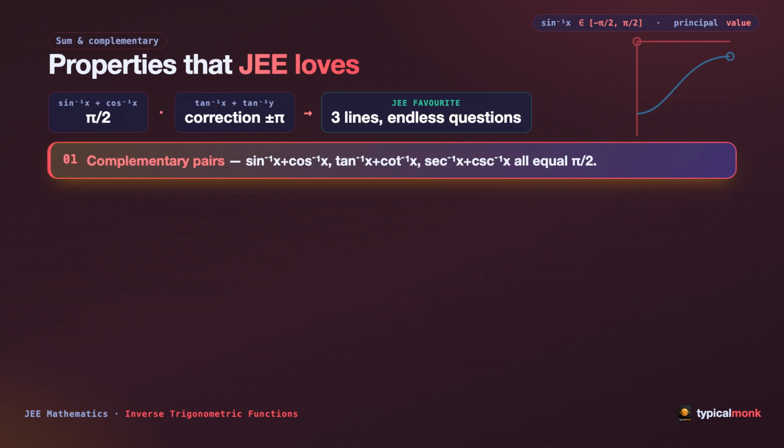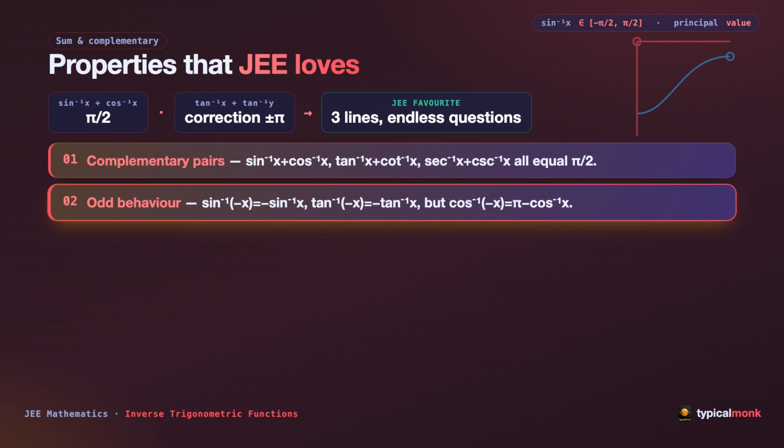Now, the properties that JEE leans on again and again. First, the complementary pairs. Sine inverse x plus cosine inverse x equals π/2. Tangent inverse x plus cotangent inverse x equals π/2. And secant inverse x plus cosecant inverse x equals π/2. Each for every x where both sides are defined. Second, the odd ones. Sine inverse of -x equals negative sine inverse x. And tangent inverse of -x equals negative tangent inverse x. But cosine inverse breaks that pattern. Cosine inverse of -x equals π minus cosine inverse x.